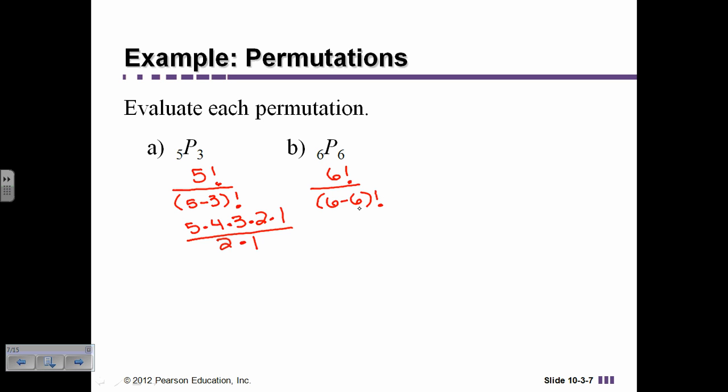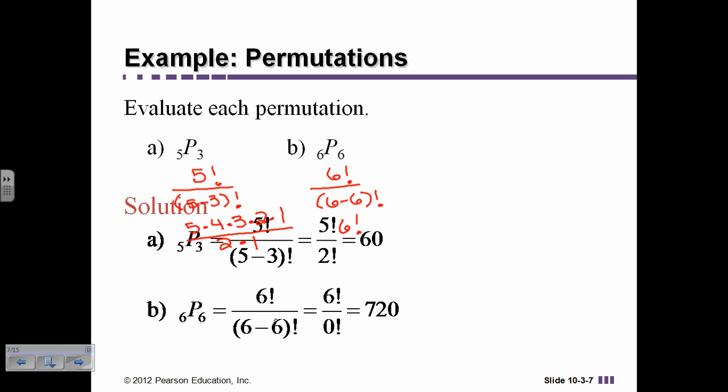On the second example, we have to remember that 6 minus 6 is 0, and 0 factorial is 1. So what we end up with here is just 6 factorial as our answer, divided by 1. And so our answers are going to be 60 for the first example and 720 for the second example.